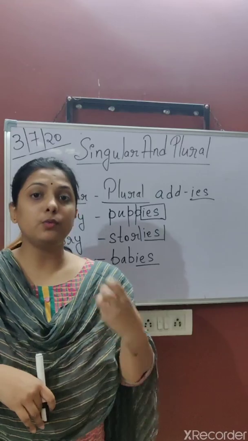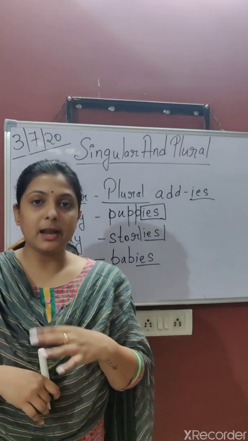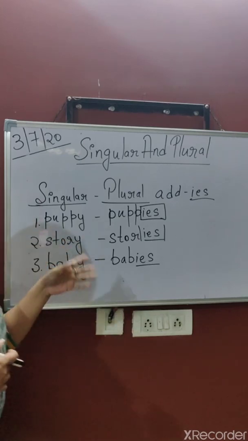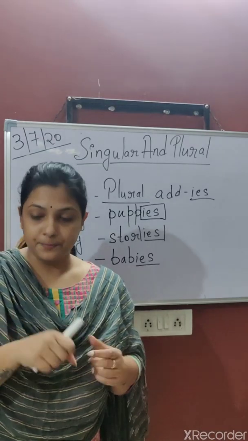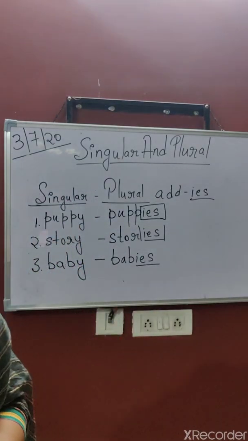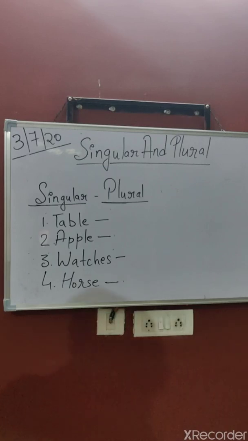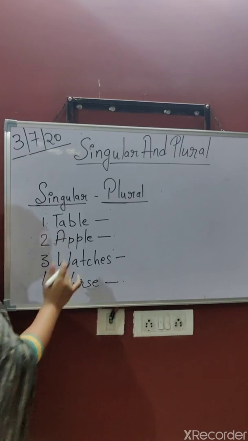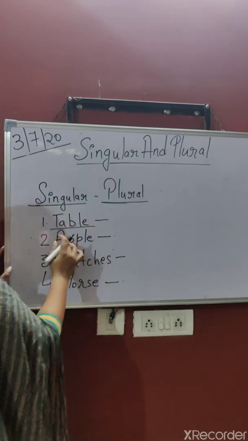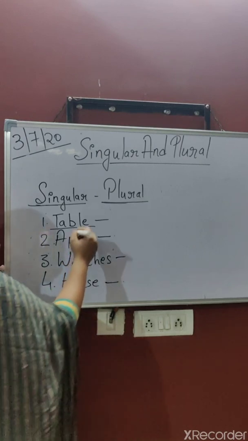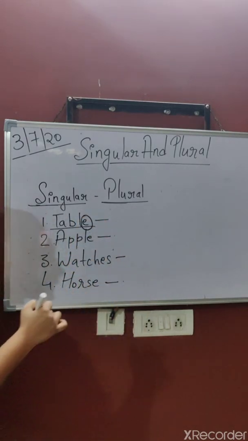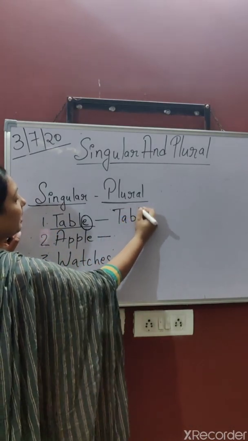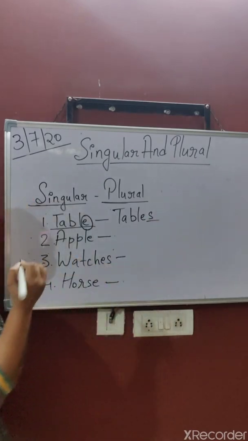Now there are some words into which we have to add E-S only, right? So we just have to add es into the singular word. For example, the first one, like I have written table. As you can see, the spelling of table is T-A-B-L-E, right? So over here E is already written. So the plural form of table is tables, T-A-B-L-E-S. So we just add S.